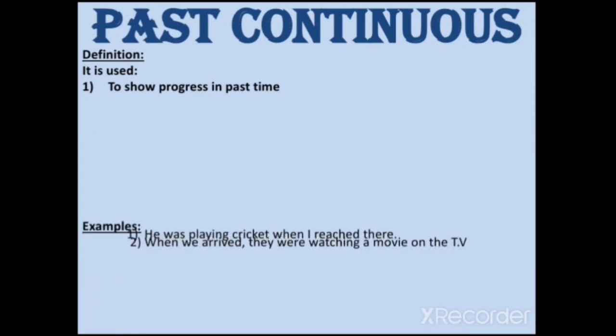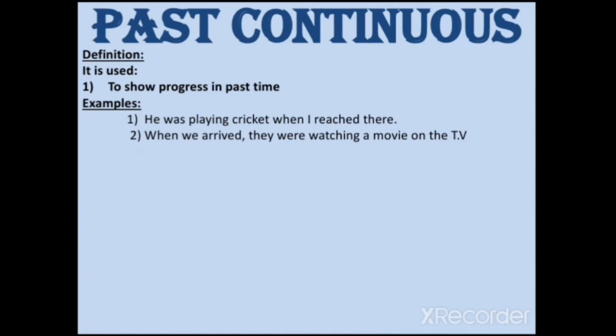Okay students, now I'll move towards past continuous. What is past continuous? Basically we use past continuous to show progress in past time. When we were in the middle of an action in the past time, there we use past continuous. For example, he was playing cricket when I reached there, and when we arrived they were watching a movie on the TV. So this is, students, our past continuous tense.